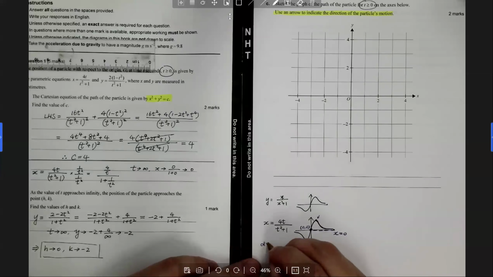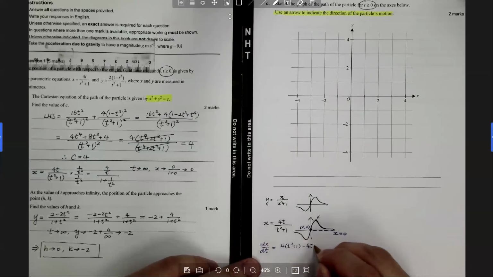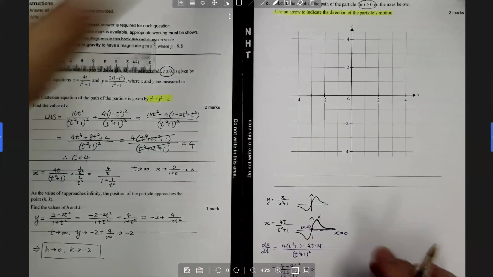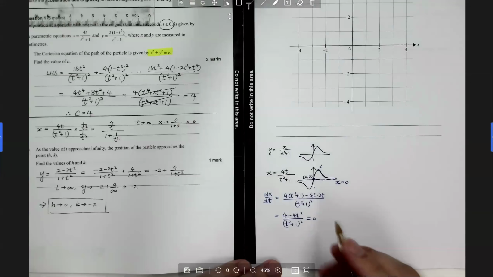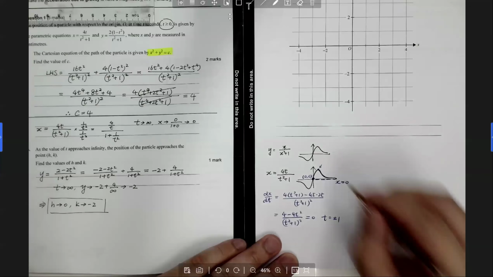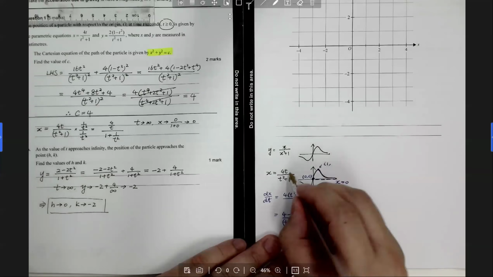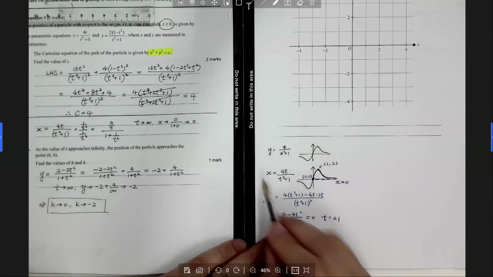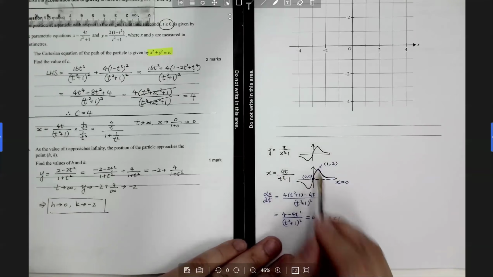So if I take dx/dt, that is 4 times (t squared plus 1) minus 4t times 2t, divided by (t squared plus 1) all squared. Then I'm able to get (4 minus 4t squared) divided by (t squared plus 1) whole thing squared, equated to 0. I'm able to get t equals plus or minus 1. So the maximum is at t equals 1. And if you solve for 1 here, you get 4 times 1 divided by 2. That is a 2. That's why all possible values of x will lie between 0 and 2, okay?